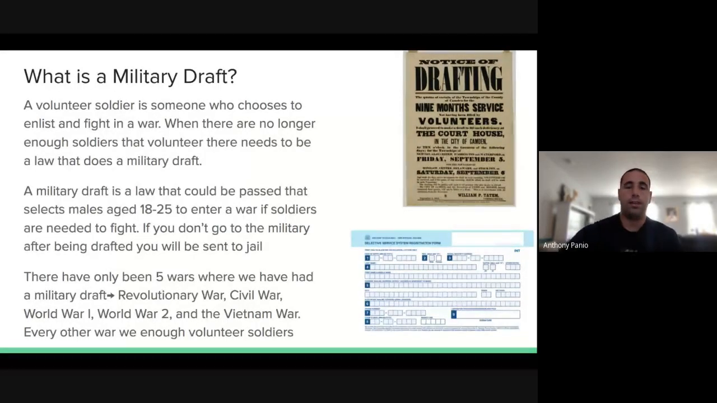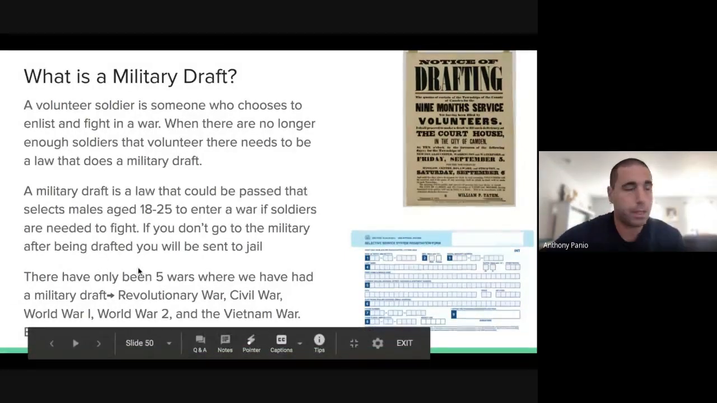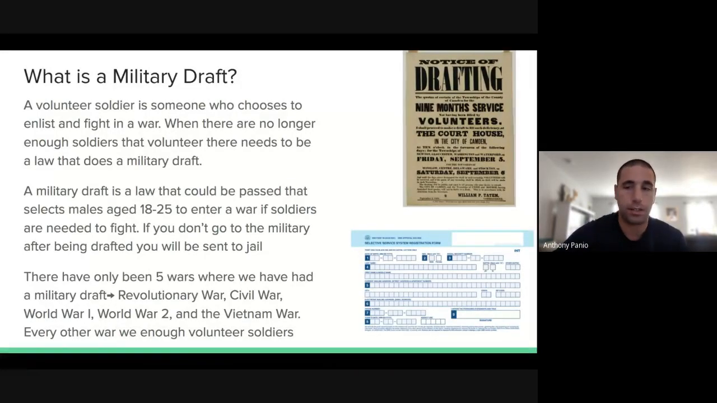If there is a draft and a war is bad enough and you've been drafted, if you don't go to the military, you will be sent to jail, usually for 5 to 10 years, if you what's called dodge the draft. So this is more just an understanding of how things go. This is why I think it's very important to pay attention to current events. When I was more your age, there were wars going on in Iraq and Afghanistan, and it was always important for me as I got older to make sure I understood what was going on, because I could very well be drafted if the wars got bad enough.